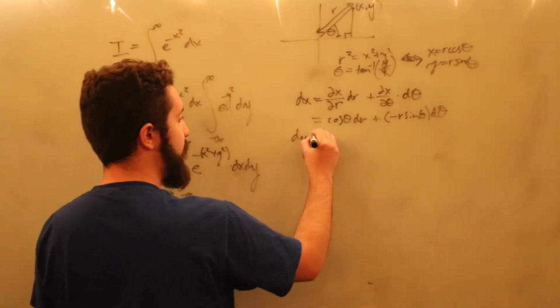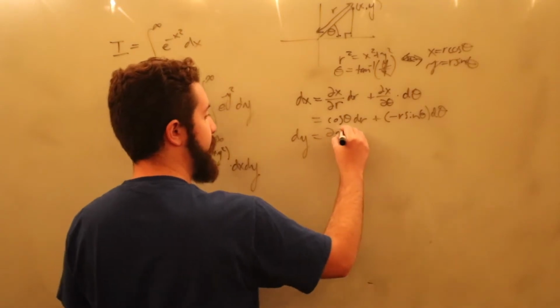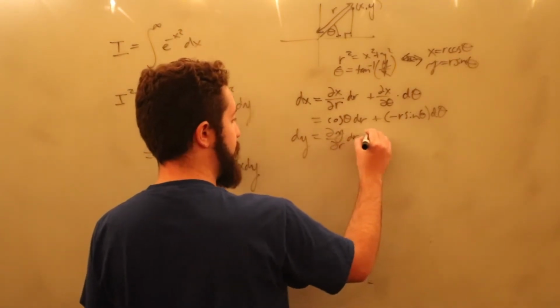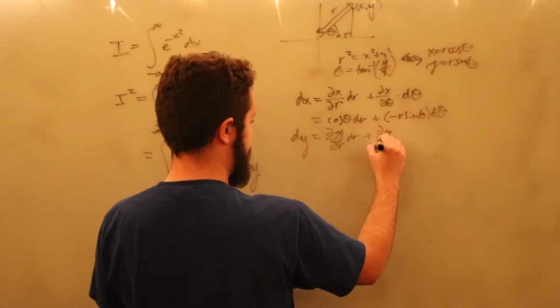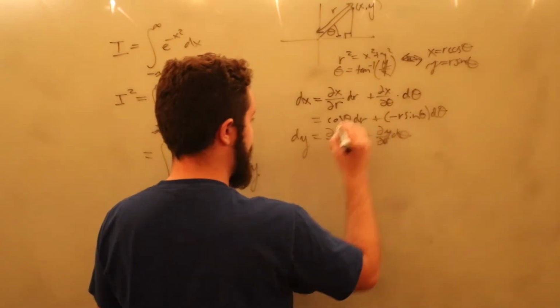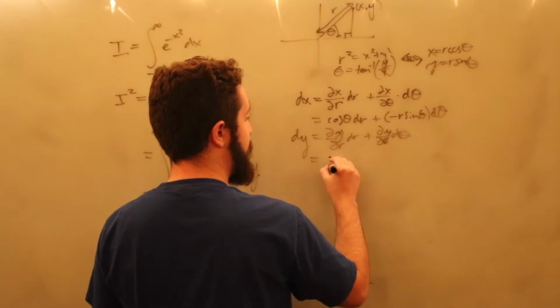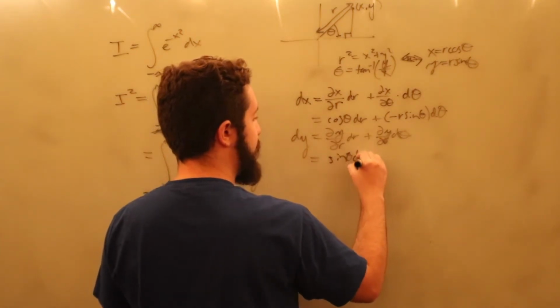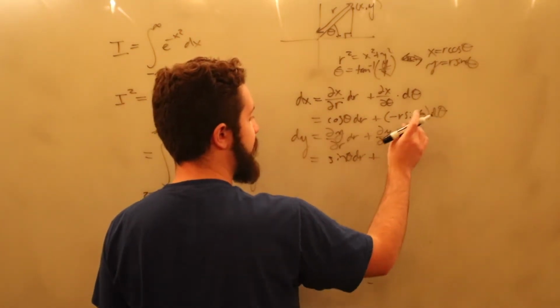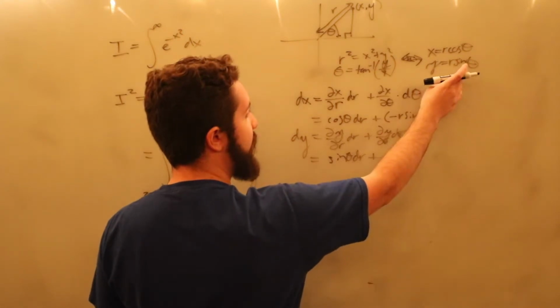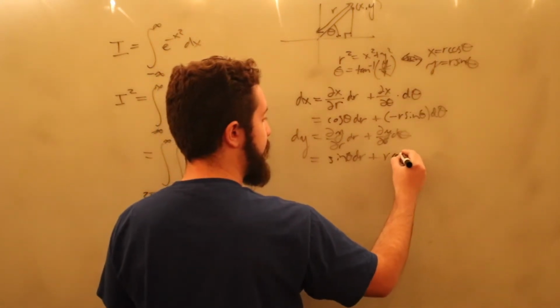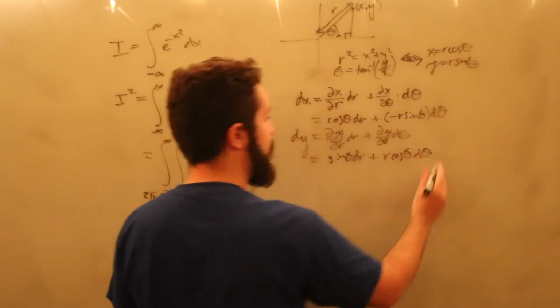Similarly with y, we're going to get the derivative of y with respect to r, dr, plus the derivative of y with respect to theta, d theta. And this is going to be none other than sine theta dr plus the derivative with respect to theta, which is just going to be r cosine theta d theta.